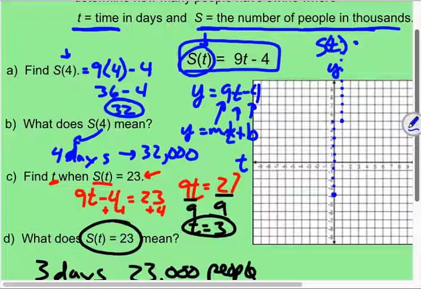Kind of like that. Or down 6, 7, 8, 9. It's off the graph, so it's not perfect. But here's my line. That's the line that represents that function. It's going up very quickly, extremely fast. 9 people, or 9,000 people, I guess, per day.